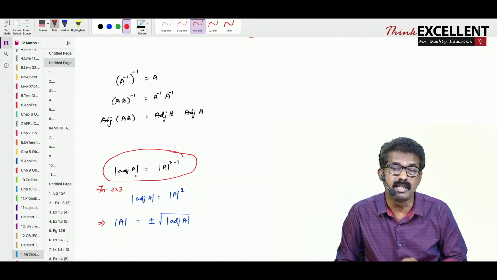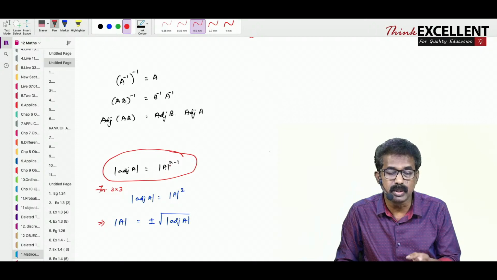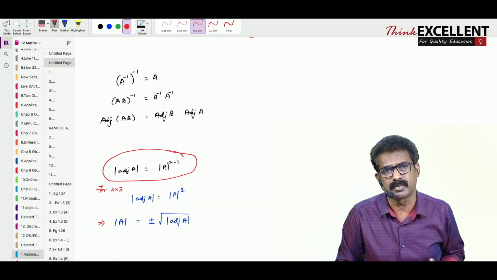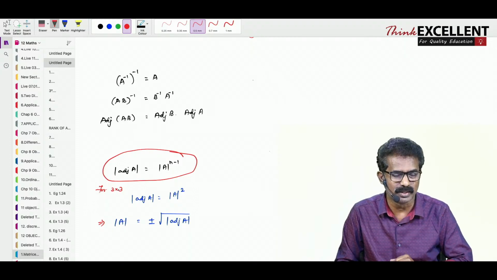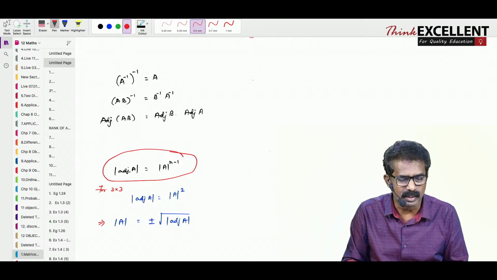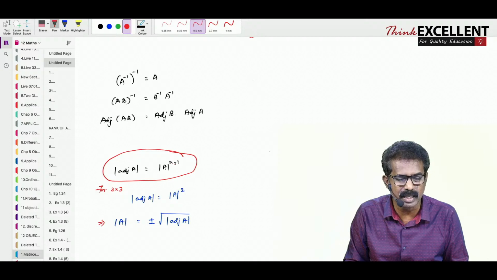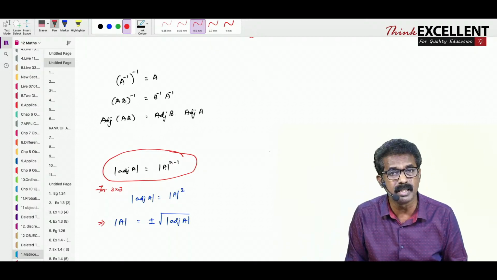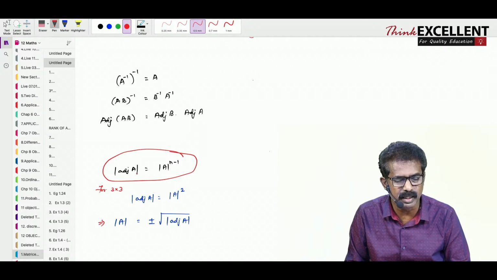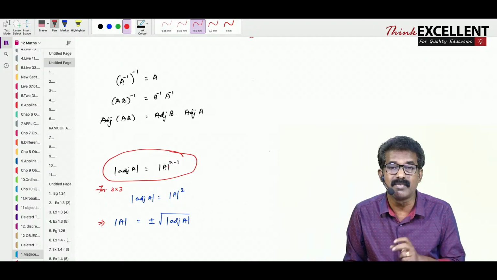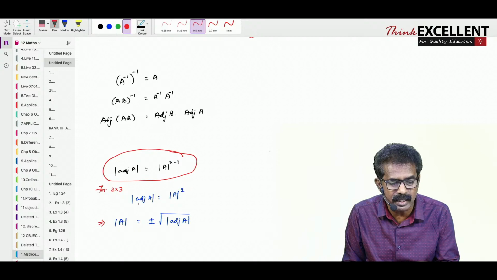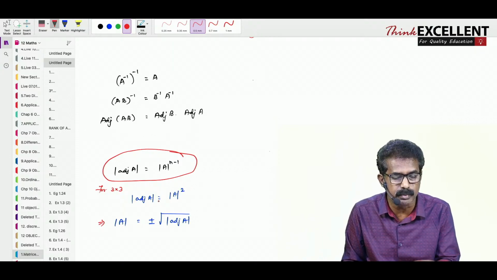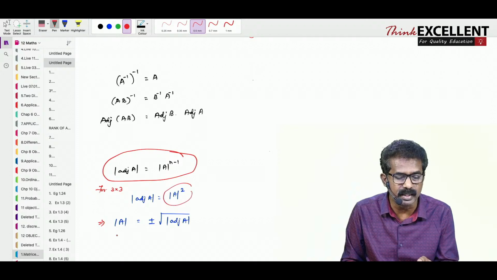Determinant adjoint A is determinant A raised to n-1. This is a general result for any order. Listen very carefully, next I am going to give you one question. Okay, so determinant adjoint A, observe this well. Determinant adjoint A is determinant A raised to n-1. For 3 by 3, meaning if the order is 3, what will determinant adjoint be? Determinant A raised to n-1, n value is 3, so 3 minus 1 is 2. So determinant A square is determinant adjoint A. If you take the square root, you can find determinant A is equal to plus or minus root of determinant adjoint A.